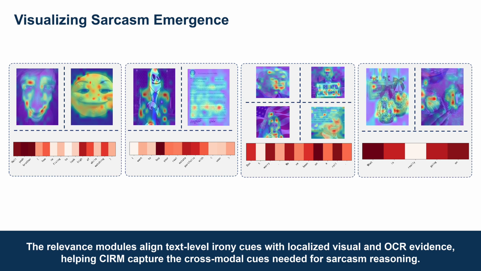To further inspect the model behavior, we visualize attention patterns. The model tends to focus on semantically meaningful regions in the images and important words in the text. For example, when sarcasm depends on facial expressions, screenshots, or embedded text, SERM assigns higher attention to these relevant regions. This supports our motivation. Sarcasm often emerges from subtle cross-modal cues, and the model needs to align text, images, and OCR evidence to understand it.